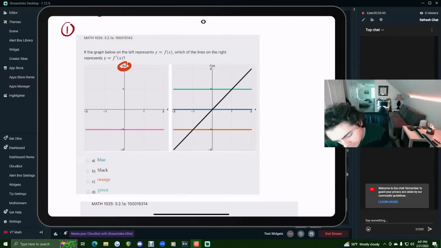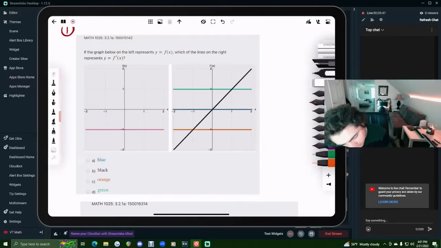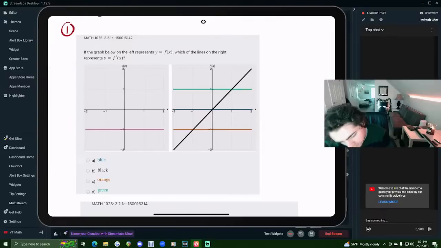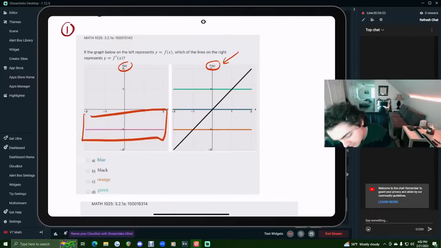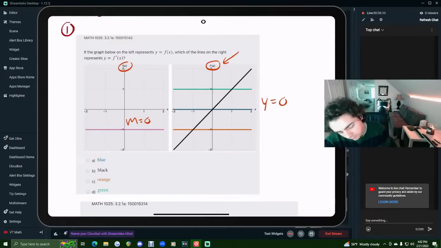Start with number 1. We're given f of x, and the goal is to identify the graph of f prime. The slope of f of x will tell us what the y value is of f prime. This is f prime, the derivative of f. So the slope of f of x is 0, which means the y value over here should be 0. So the graph with a y value of 0 is blue. So blue is our answer.